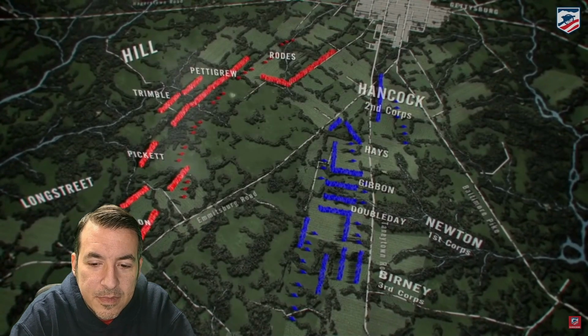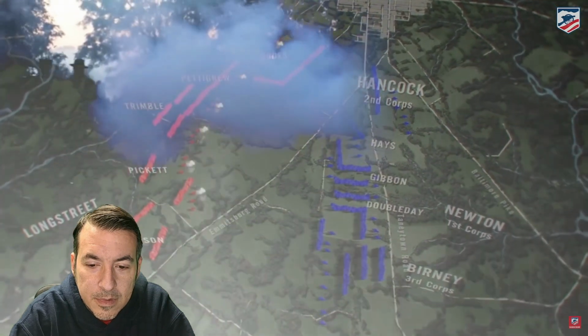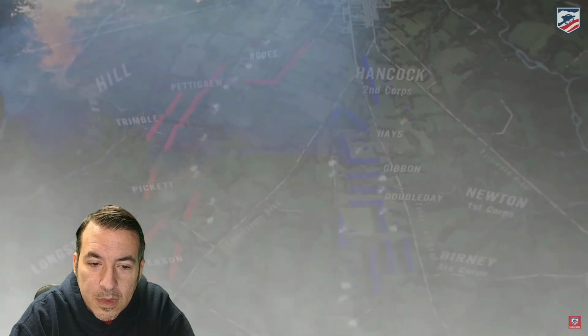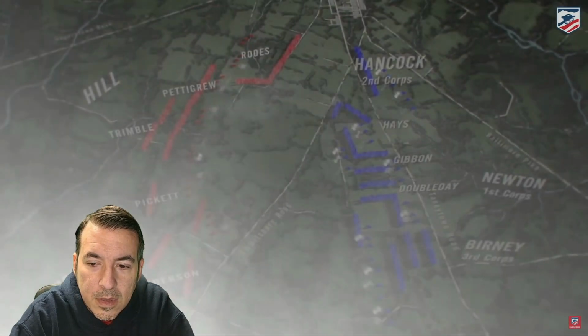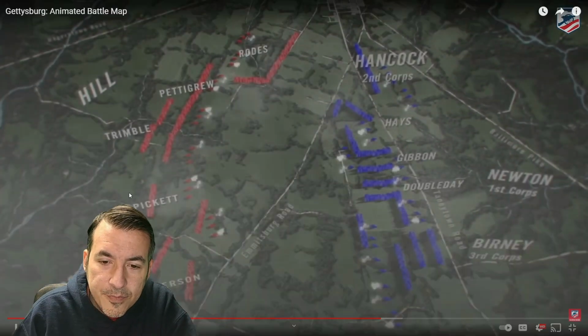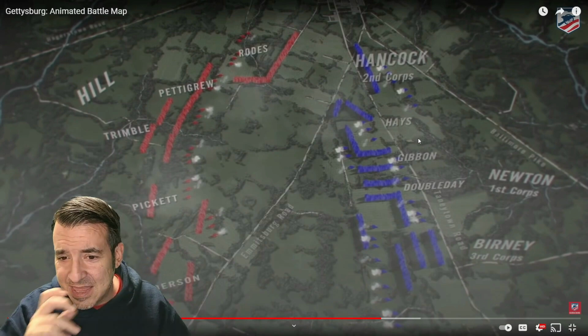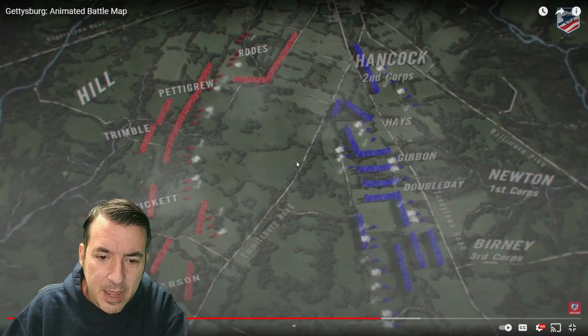At 1 p.m., Lee bombards the Union defenses, hoping to soften them up. Meade responds, and together, they create the largest artillery barrage in the Western Hemisphere. Ultimately, Lee's bombardment fails. Most of Lee's shots were landing back behind the Union lines. Meade's headquarters was right there in the center of where it was all falling. And it was said that it could be heard at Harrisburg, which I think is like 35 miles away.